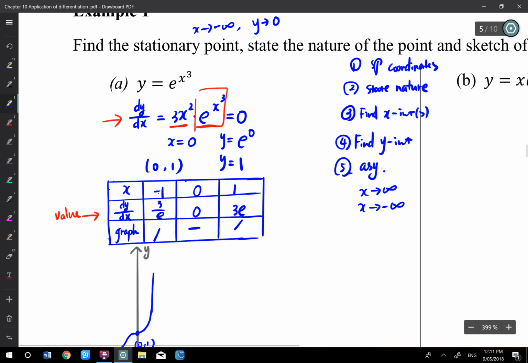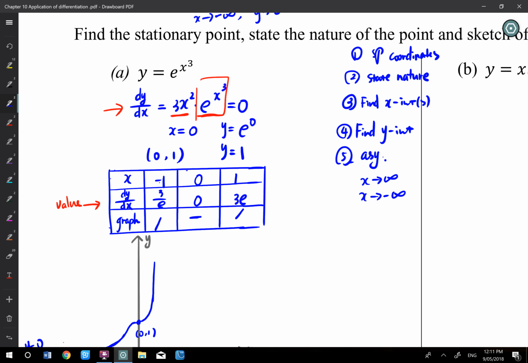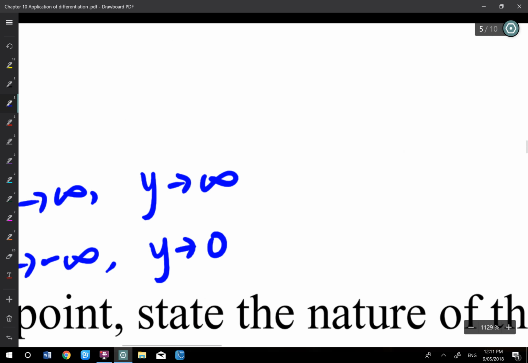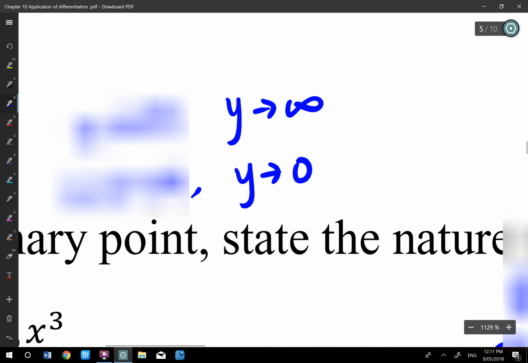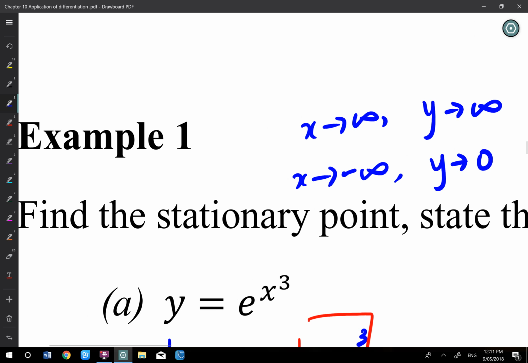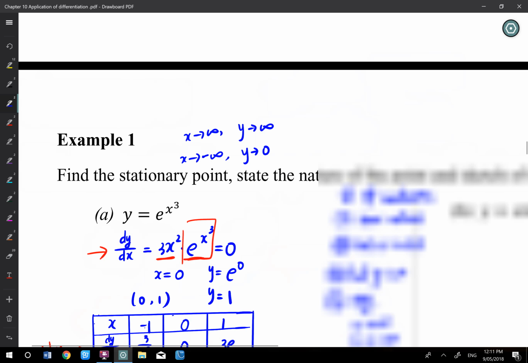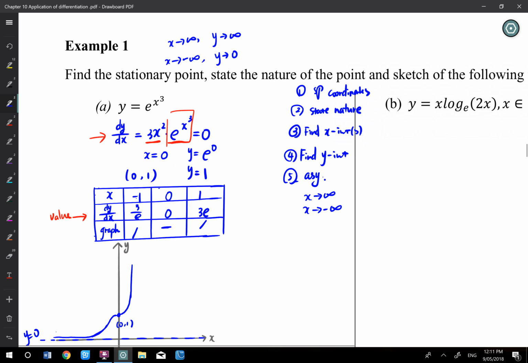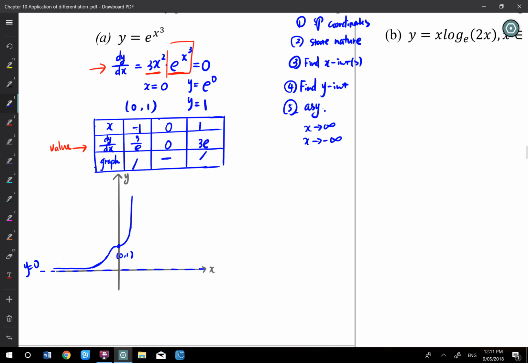Okay, last lesson we learned how to sketch this graph. We find the dy/dx, we make it equal to 0, and we find one stationary point. I got my dy/dx equals to 0, and I have x equals to 0, y equals to 1. So that's the stationary point. And I find a point on the left and a point on the right to evaluate the derivative.